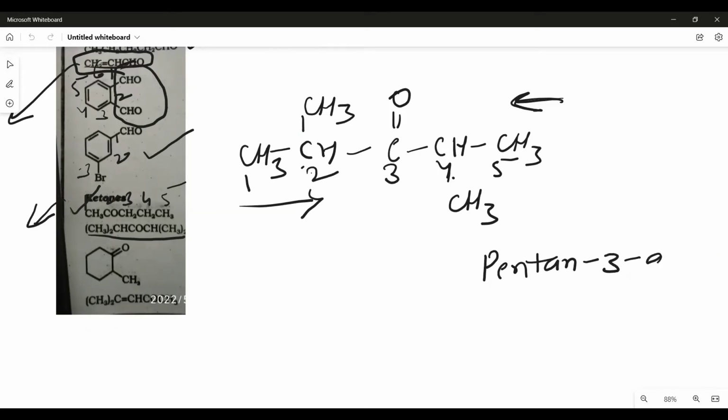Pentane 3 on will be the parent chain, and at the second and fourth position 2,4-dimethyl. So the nomenclature will become 2,4-dimethyl pentane 3 on. So in that manner you can do the nomenclature for the ketones.